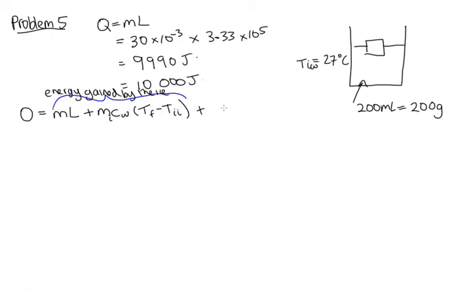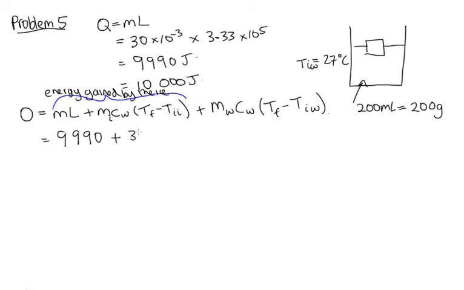So the water loses energy as its temperature decreases, and so the amount of energy lost by the water is given by the mass of the water times the specific heat of water times the change in temperature of the water, which is the final temperature minus the initial temperature of the water. So now what we can do is substitute in. We know that mL is 9,990 joules. We'll keep all the significant figures for the working and then present our final answer just to two significant figures.